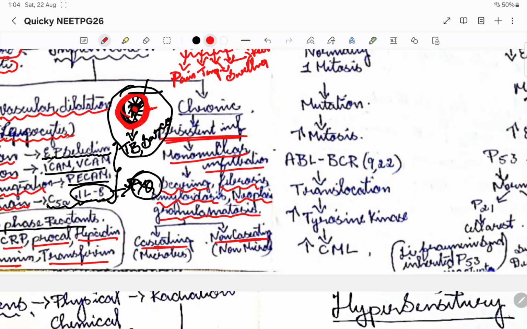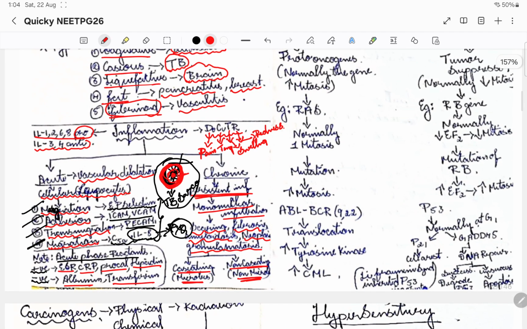Caseating granuloma occurs when the pathogen inside is a microbe. When it is a microbe, it will be caseating. Whereas if it is a non-microbe, like some foreign body, or suspected silicosis, asbestosis and all these things, or some other protein, then it is going to be a non-caseating granuloma. Remember these things.